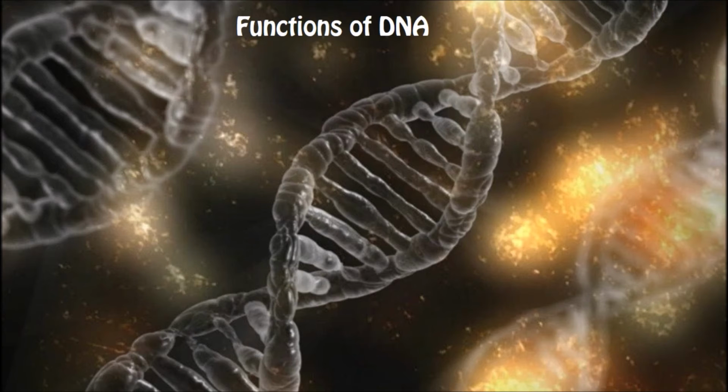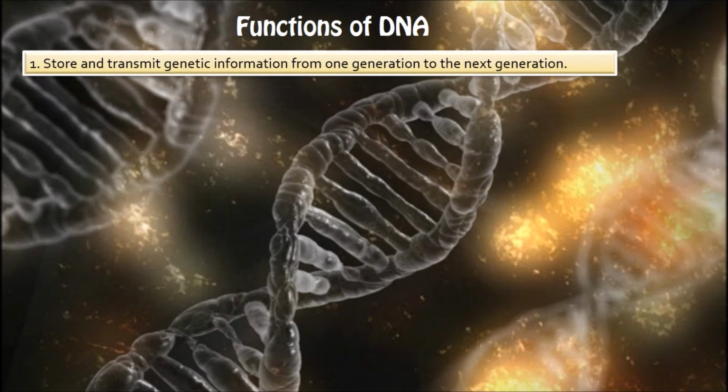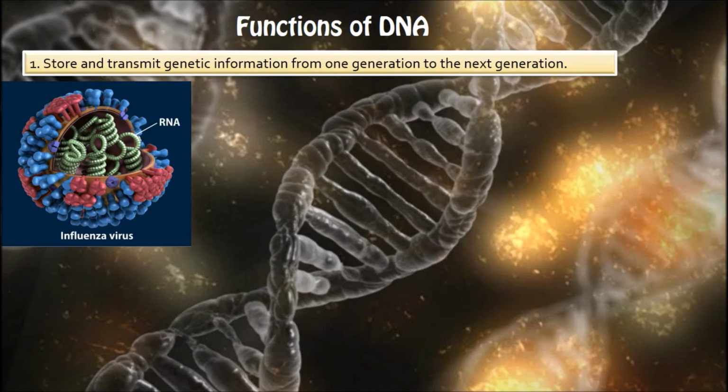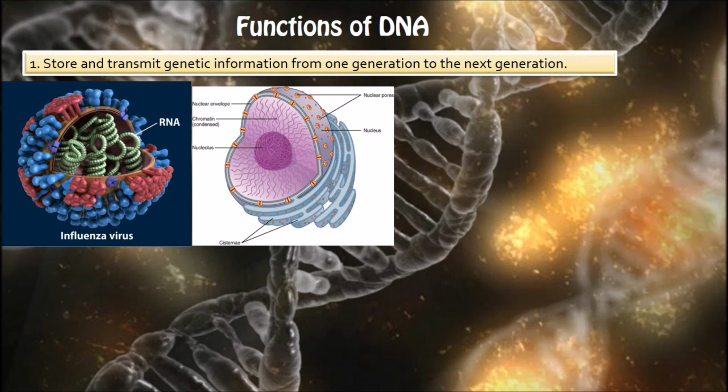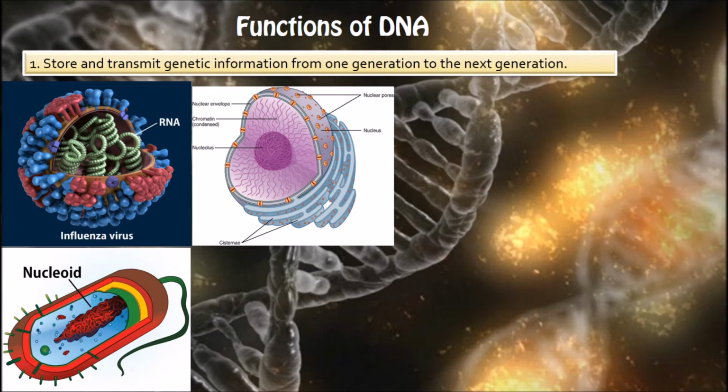Functions of DNA. Store and transmit genetic information from one generation to the next generation. In most organisms, DNA is found as the genetic material. However, some viruses consist of RNA as genetic material. DNA is found in the nucleus of eukaryotic cells and also found in a specialized cell region called the nucleoid in prokaryotic cells. A particular site of a DNA chain is a gene.